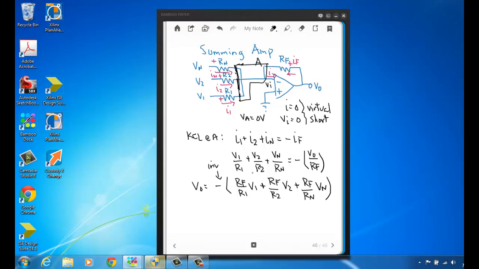Alright, well, this is why it's called a summing amplifier, because the output is equal to a weighted sum. Now, if you made all these resistors the same, so that the ratios were all 1, then you would just have an output that was the addition of all the inputs. And again, it'd be inverted.